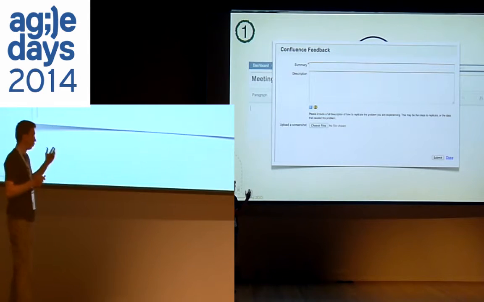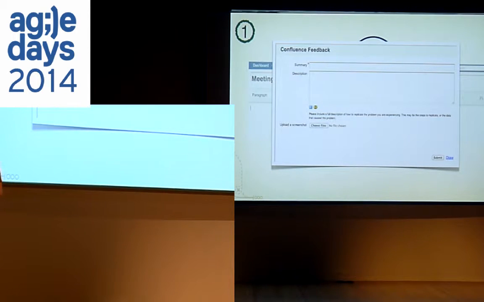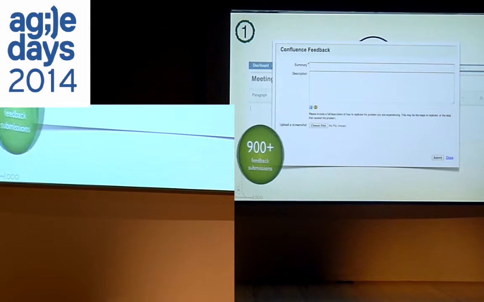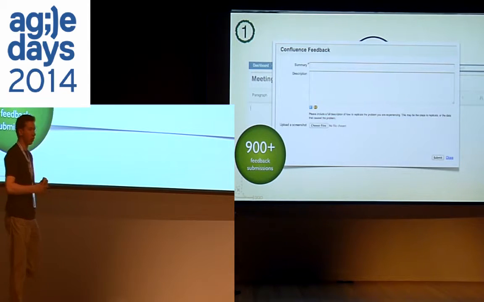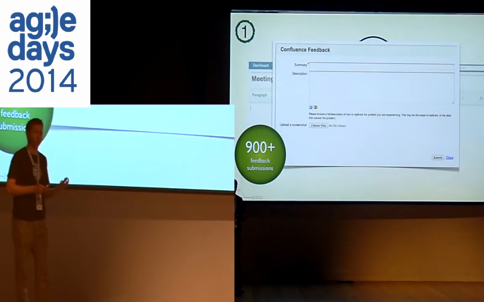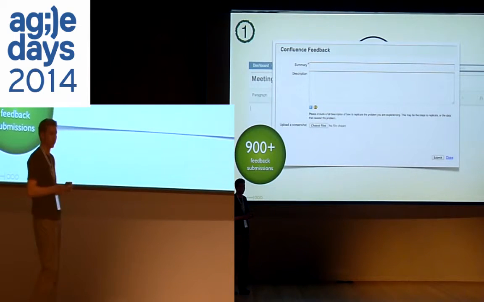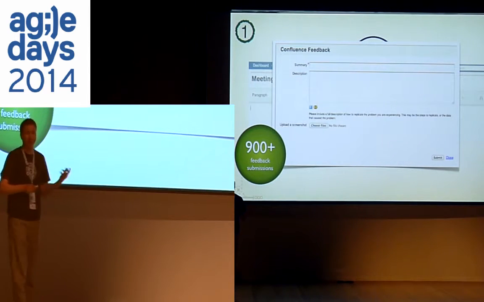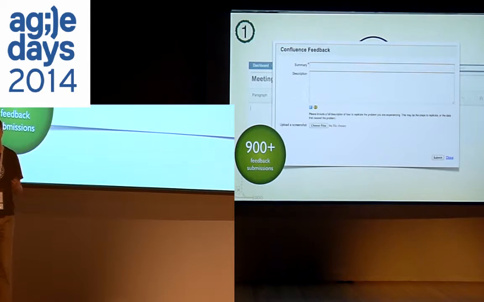So we ended up with this form, and the result of this new technique is that we had almost 1,000 feedback submissions from users, which was at the time the biggest contribution from our users for a single release of Confluence. That technique worked out really well for us, and we're now using it in all our releases and in all our products to get the feedback that we need.